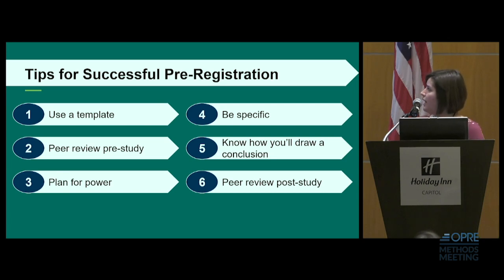Likewise, you should know how you'll draw a conclusion. So when you plan your study, you should know that no matter how the results come out, this study is going to be informative in some way. So if the results turn out null, that's what this means for the conclusion that we draw. If the results turn out significant, okay, that's what this means. This contrast turns out this way. So think through those decision trees ahead of time to make sure that there are no possible outcomes that are in some way uninformative.